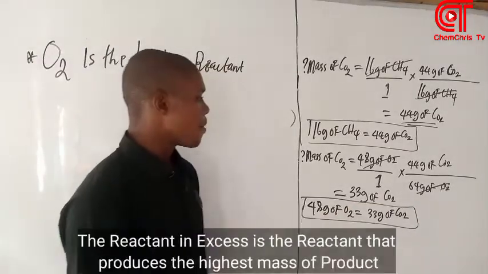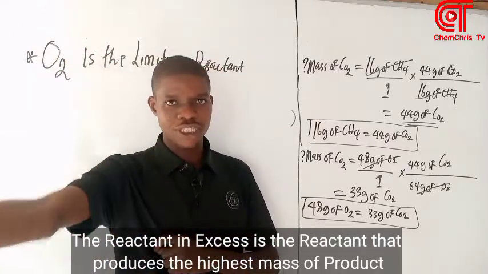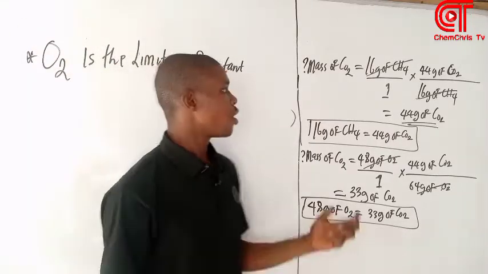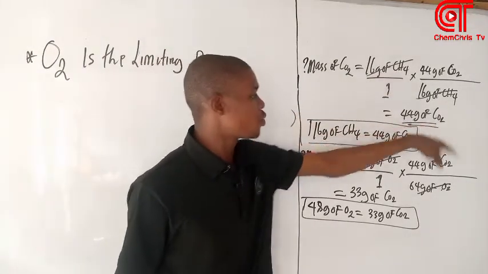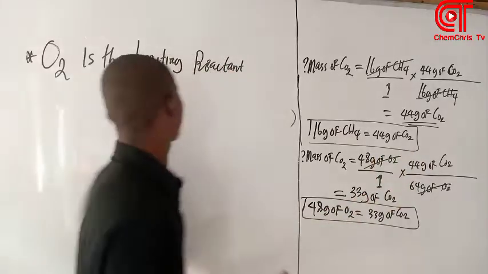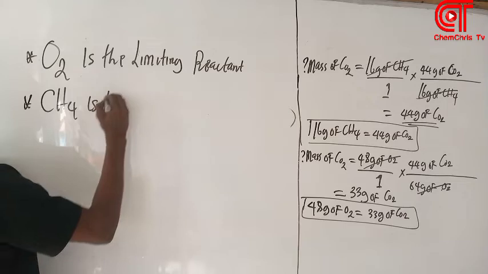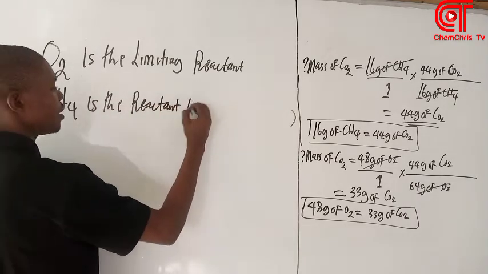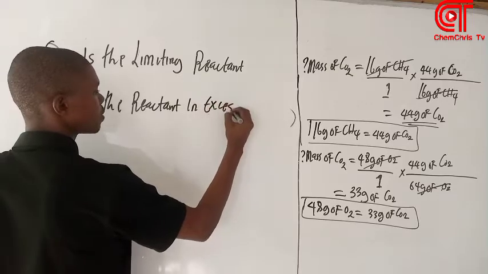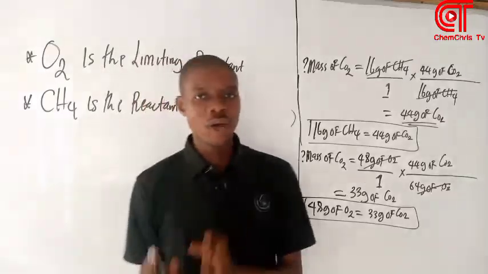You get? Now the reactant that produces the highest amount of the product is the reactant in excess. Of course, methane produces 44 grams of CO2, which is the highest, right? Out of the two, it means that CH4 is the reactant in excess. You get? It's very easy.